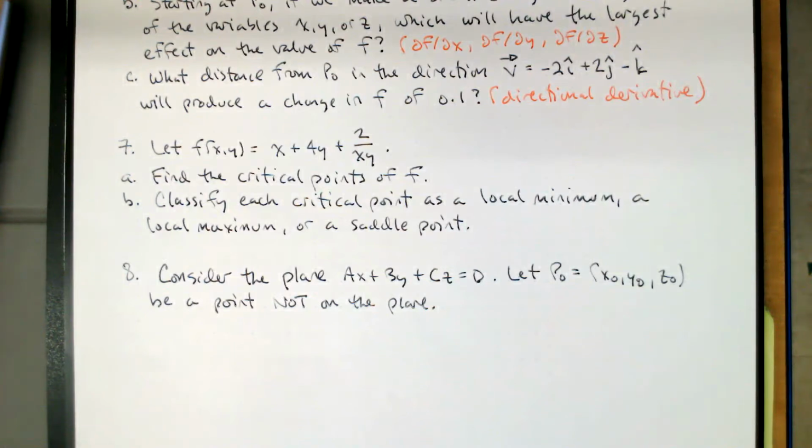Here's another problem that grows out of a single variable calculus problem. Let's consider a plane in R3, and let's consider a point that is not on the plane. Find the point on the plane that is closest to P naught.